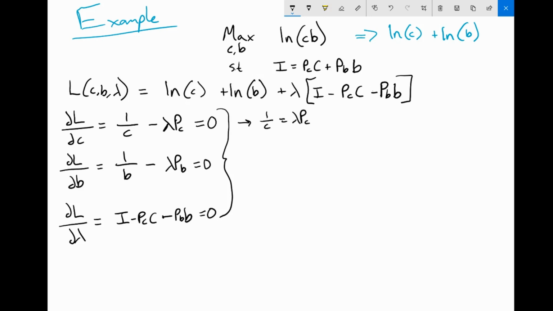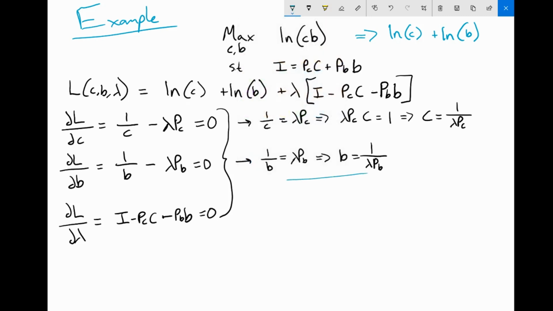I'm just going to take the lambda PC to the other side. Then I'm going to multiply both sides by C, so I'll get lambda PC C equals 1. Then I'm going to divide both sides by lambda PC, so then I'll get C equals 1 divided by lambda PC. Follow the same procedure here with lambda PB. Now skip a step here and go straight to B equals 1 over lambda PB. Now I'm going to take these and plug them in.